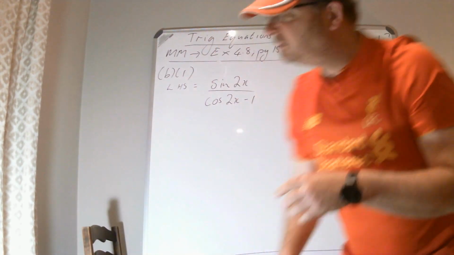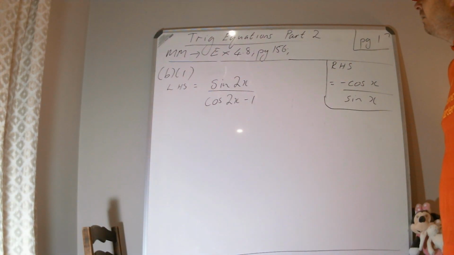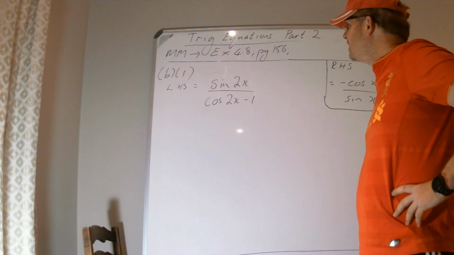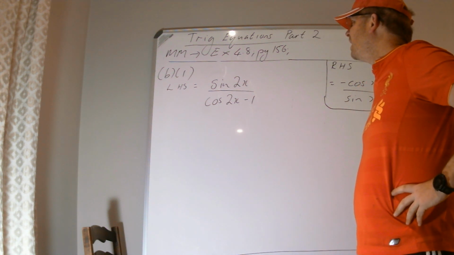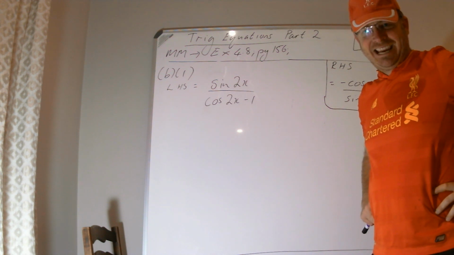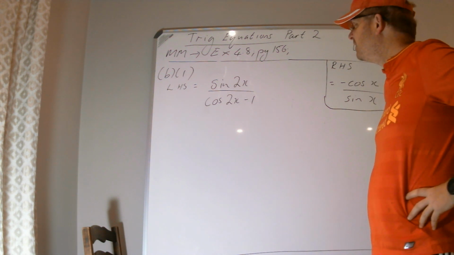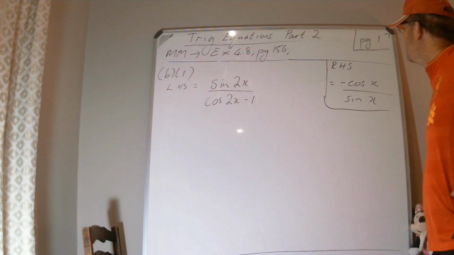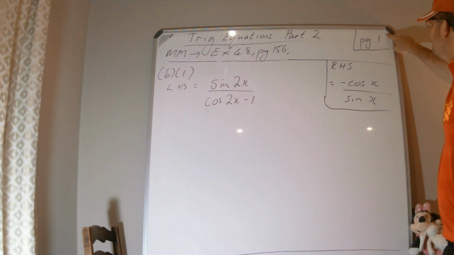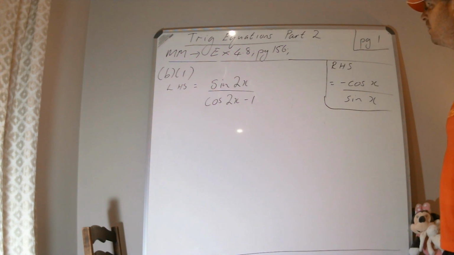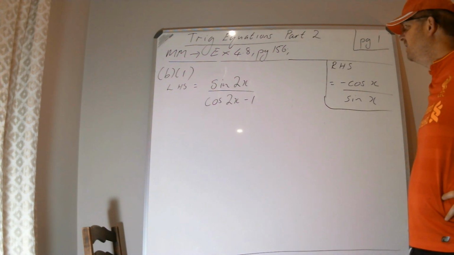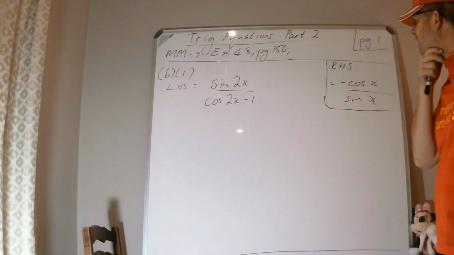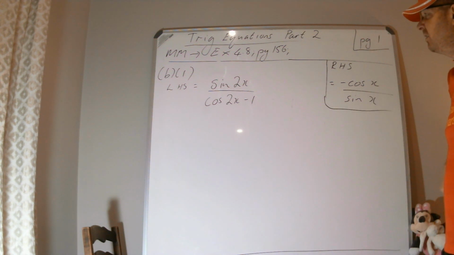Come along. Right. We're going to carry on with trig equations, and we're doing from your textbook exercise 4.8, page 156. So if you pick it out, please, and you should have your notes with you. The first part of the question says it's an identity which says show that sine 2x over cos 2x minus 1 is equal to negative cos x over sine x.